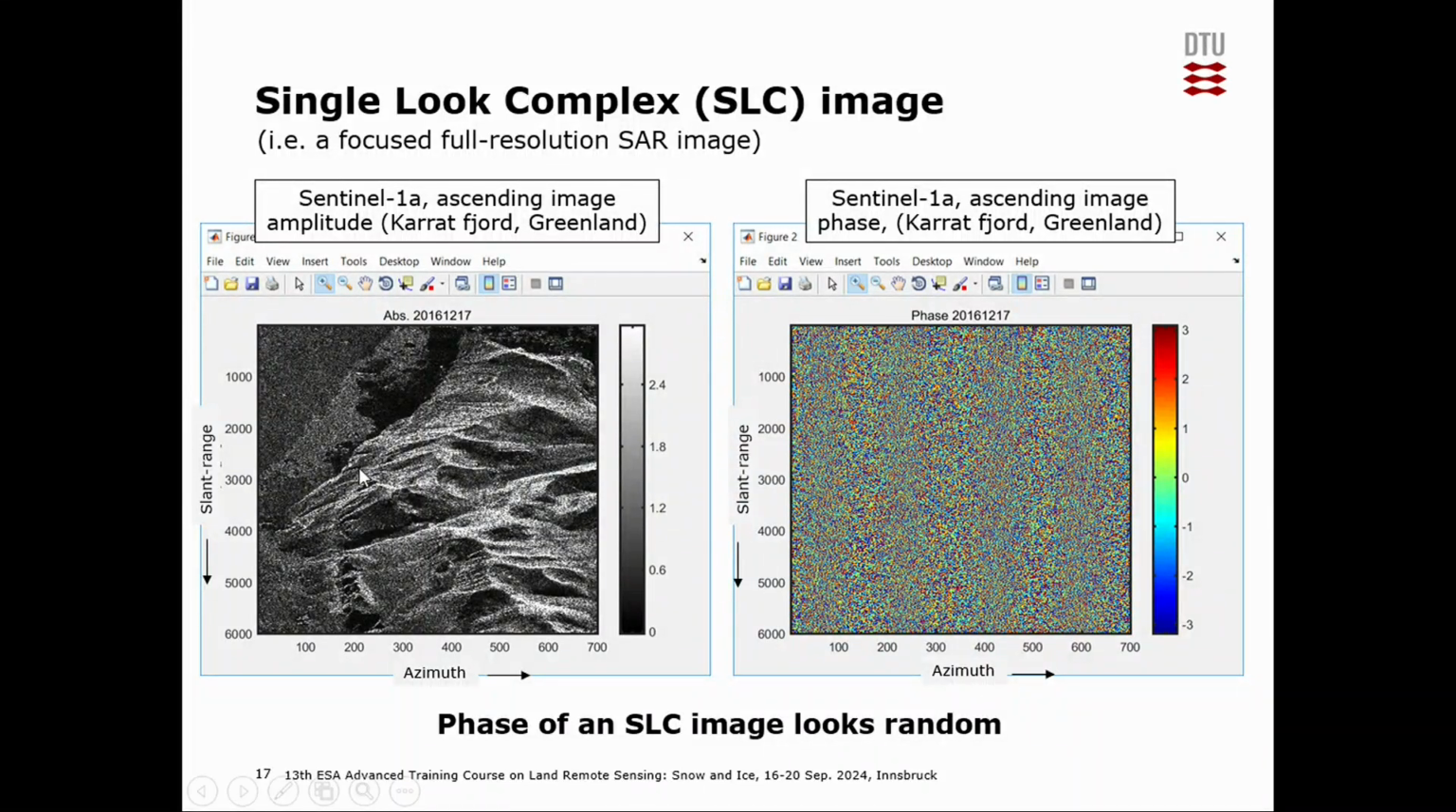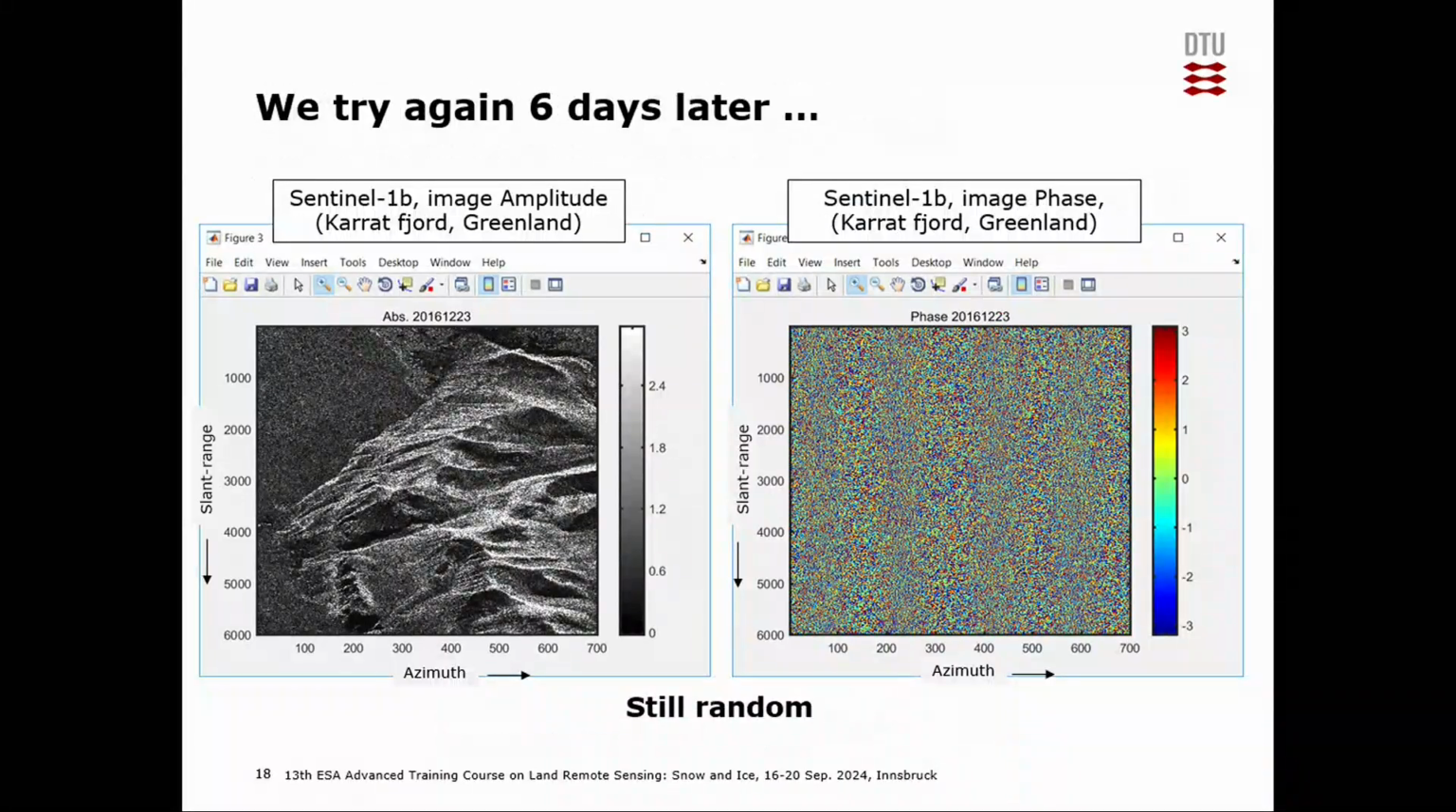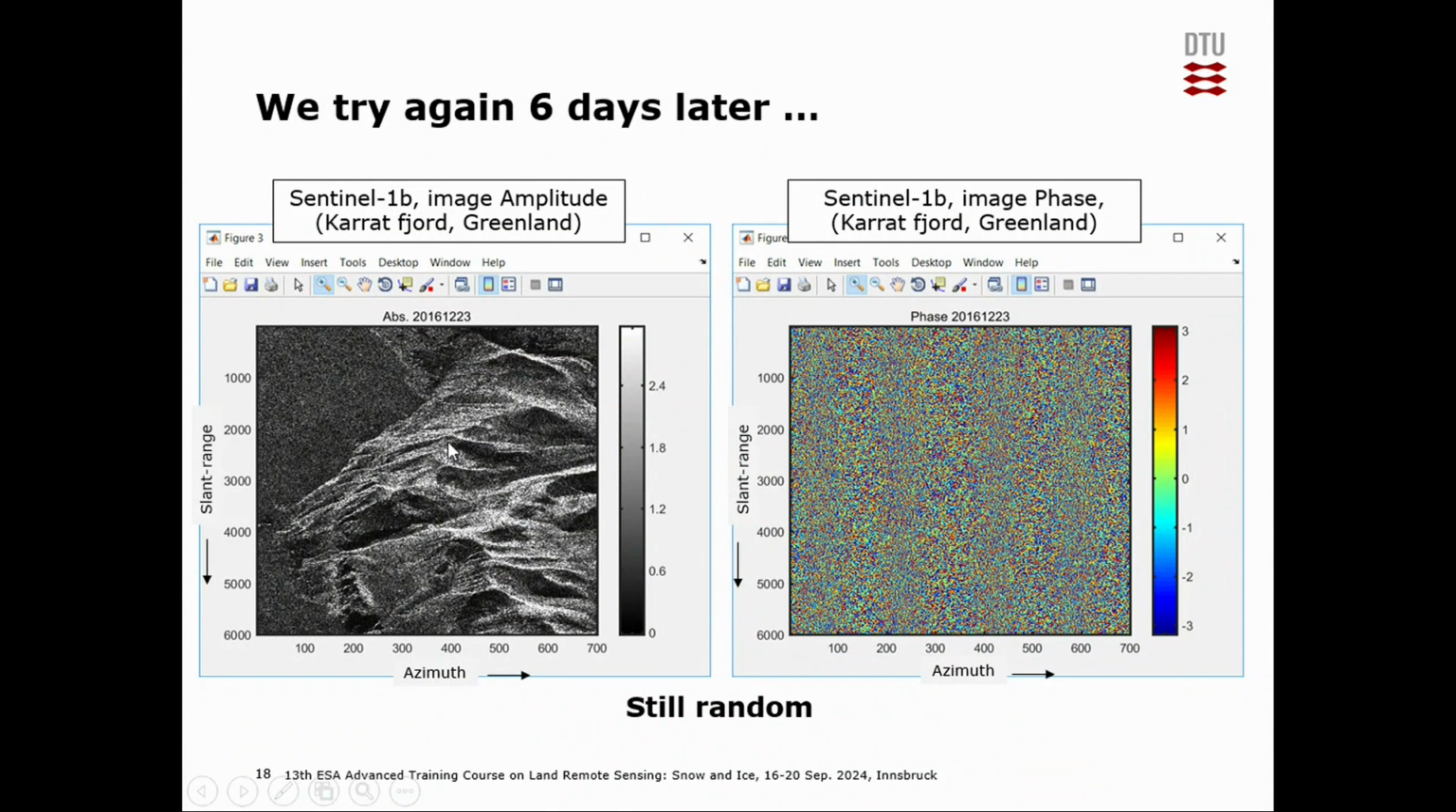This is the amplitude of that cliff in Greenland, and this is the phase. As you can see, the amplitude looks a bit like a black and white optical picture, a microwave picture. Instead, the phase looks pretty, how does it look? Messy, random, to say it more scientifically, but yes, messy. Then let's try 6 days later. No, still bad luck. Amplitude looks good, phase looks messy.